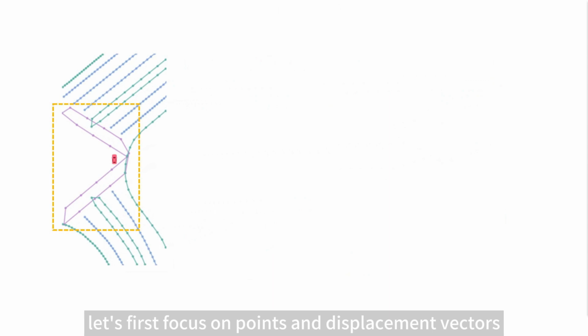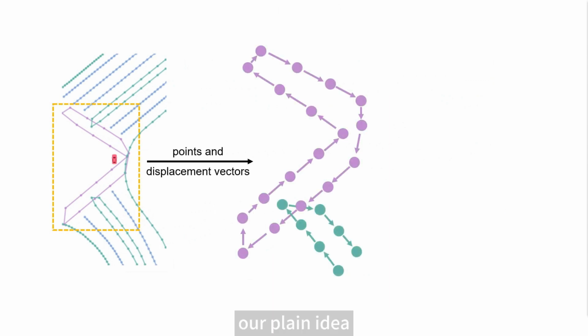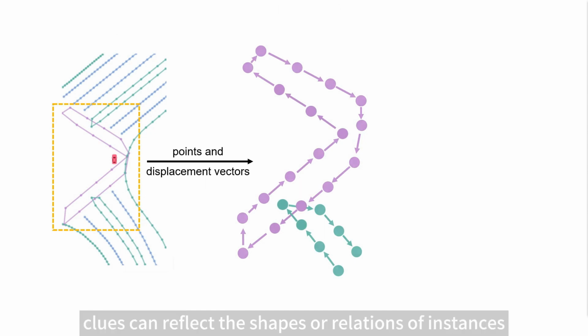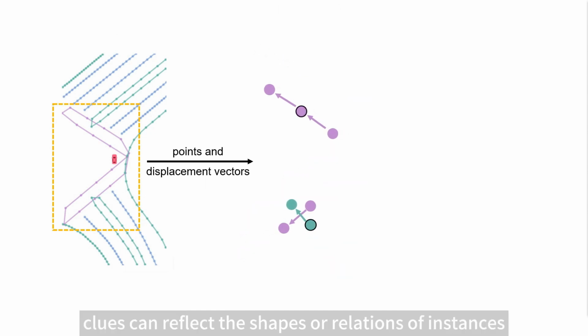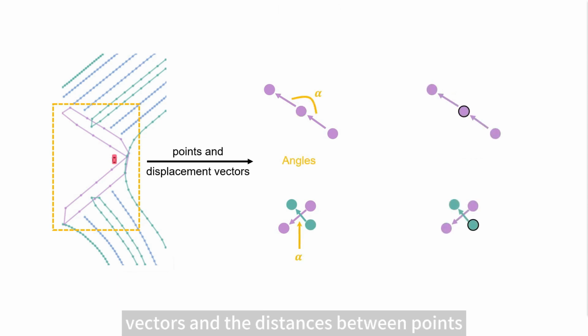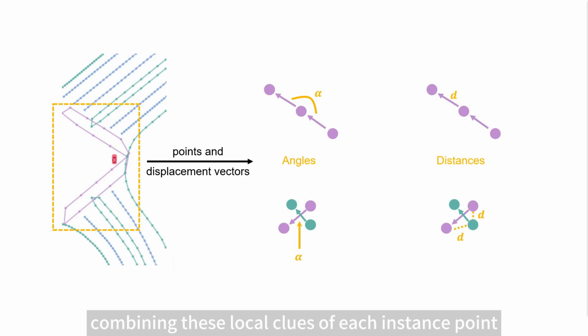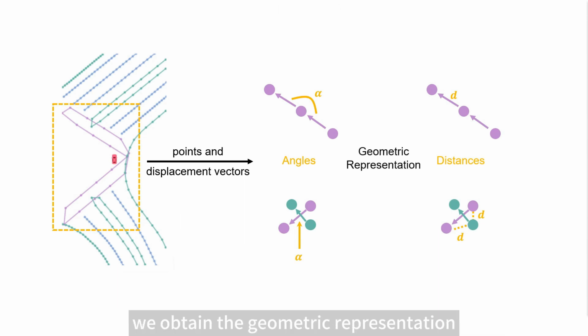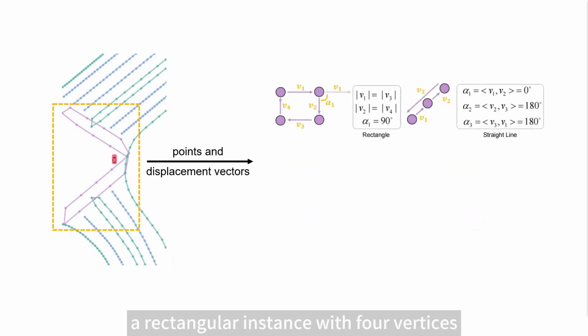Let's first focus on points and displacement vectors. Our plain idea is that the patterns of local clues can reflect the shapes or relations of instances. We use the angles between displacement vectors and the distances between points. Combining these local clues of each instance point, we obtain the geometric representation. Under our geometric representation, a rectangular instance with 4 vertices can be formulated by a 90-degree angle and 2 pairs of equal sides. Similarly, a straight line can be represented by all the angles equal to 0 or 180 degrees.